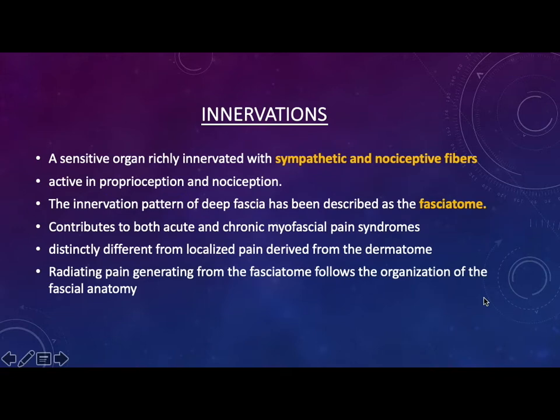Moving on to the innervations of the fascia. Fascia is a sensitive organ richly innervated with sympathetic and nociceptive fibers. It is actively involved in proprioception and nociception. The innervation pattern of deep fascia has been described as the fasciotome, which can contribute to both acute and chronic myofascial pain syndromes. It is distinctly different from localized pain derived from the dermatome, because the radiating pain generated from the fasciotome follows the organization of the fascial anatomy.